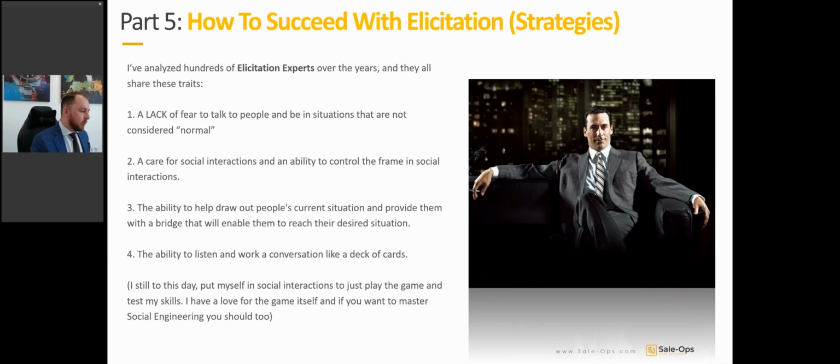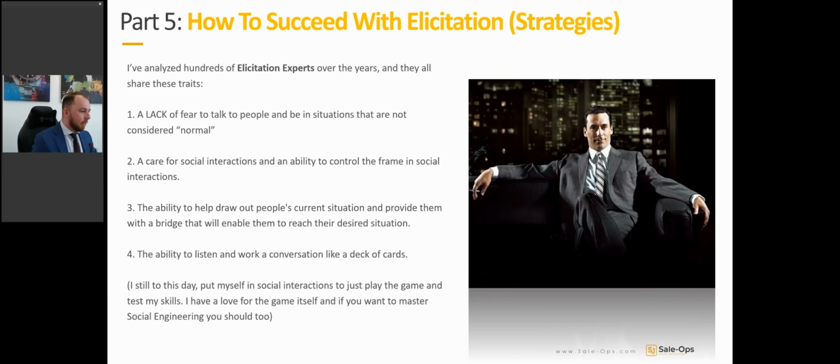Second, they have an actual care for social interactions and an ability to control the frame in those social interactions, and they understand the psychology that comes in to a particular social interaction. Third, they have the ability to help draw out people's current situation and provide them with a bridge that will enable them to reach their desired situation. Every interaction that they go to, that's how they go to it with these things in mind.